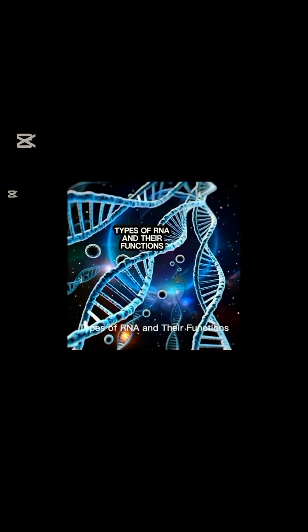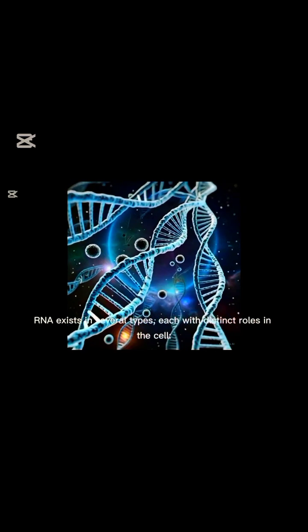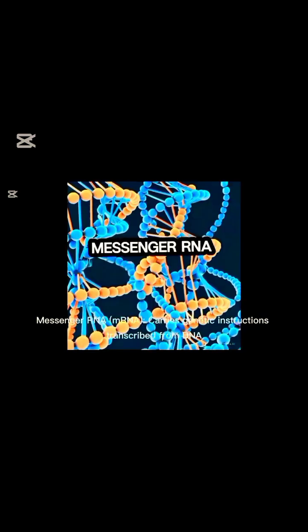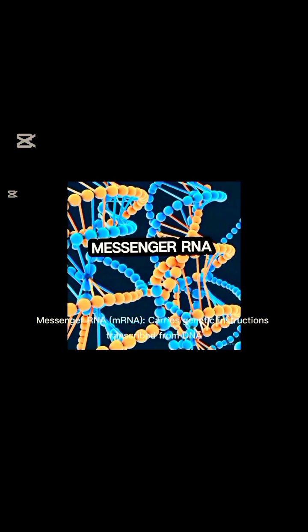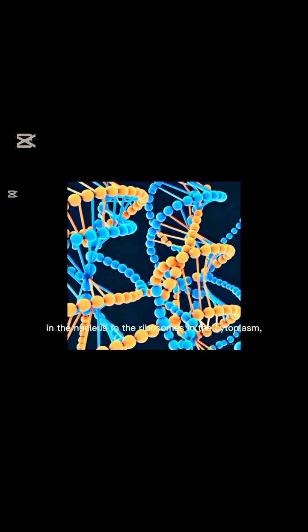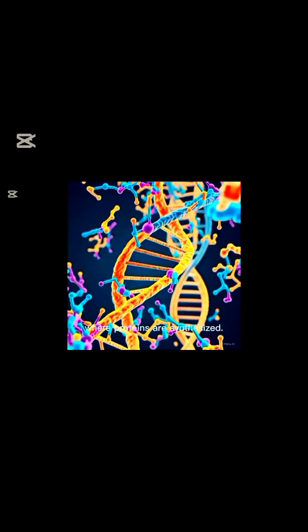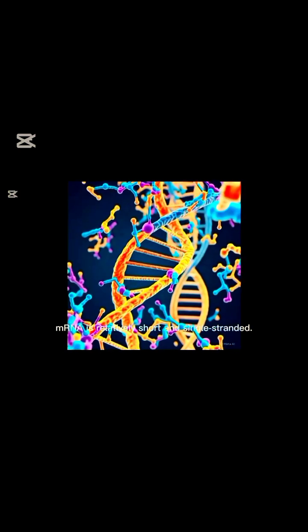Types of RNA and their functions. RNA exists in several types, each with distinct roles in the cell. Messenger RNA, mRNA, carries genetic instructions transcribed from DNA in the nucleus to the ribosomes in the cytoplasm, where proteins are synthesized. mRNA is relatively short and single-stranded.